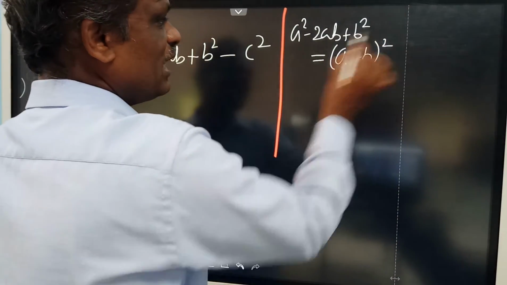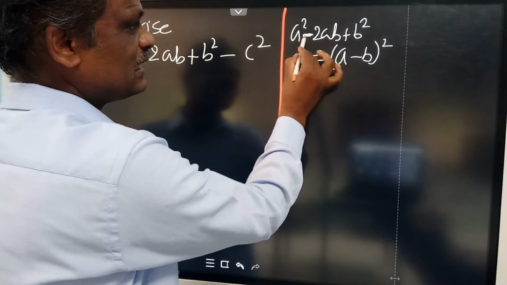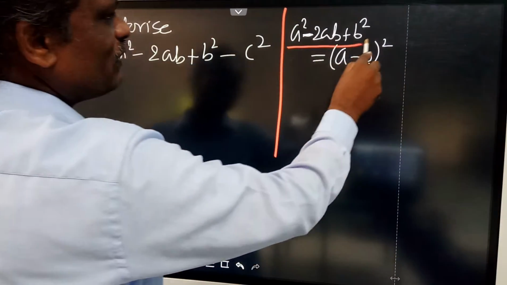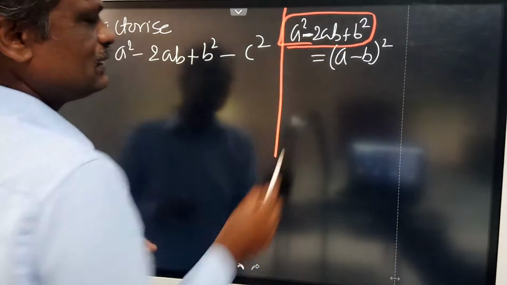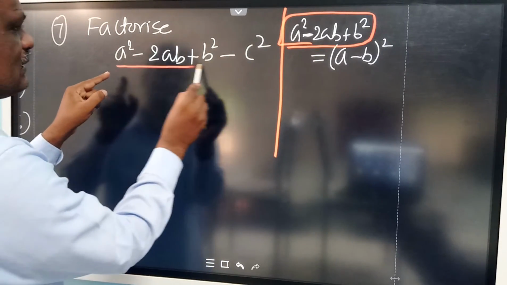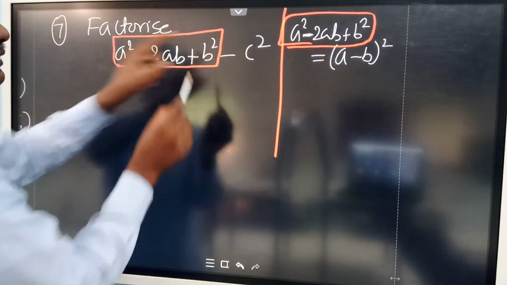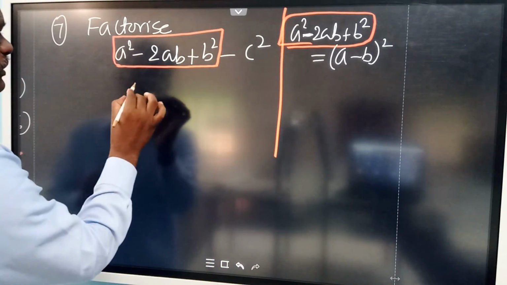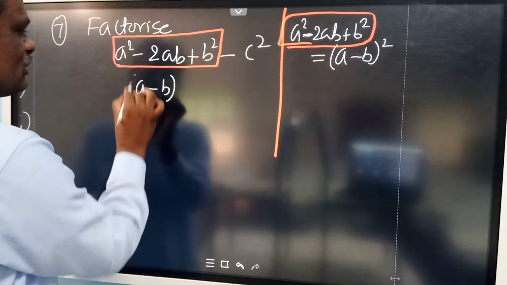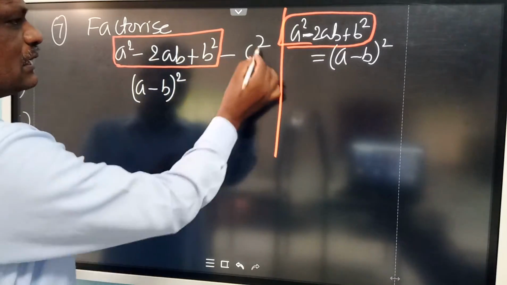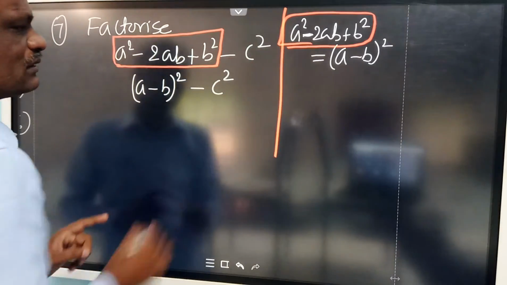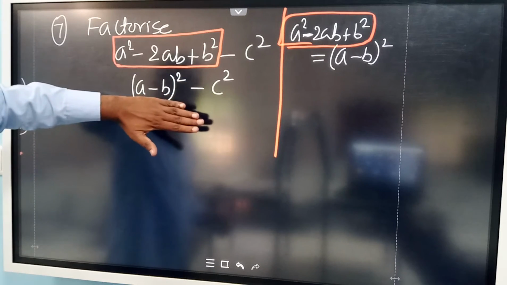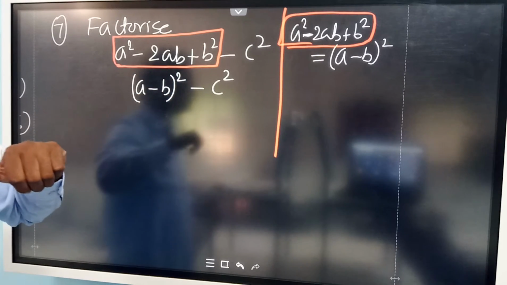A minus b whole square, not a plus b, because we have a minus here. So wherever we find these three terms, we can write like this. So these three terms together I can write as a minus b whole square. Then the last term I will write as it is, c square. Now we converted this given question into this form. The next step, what is the next step?